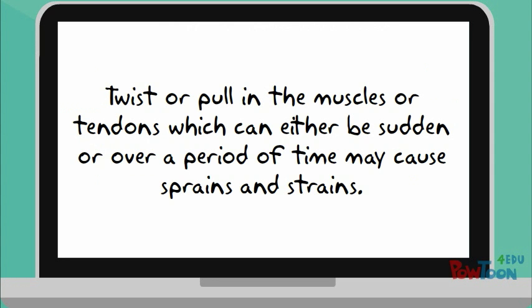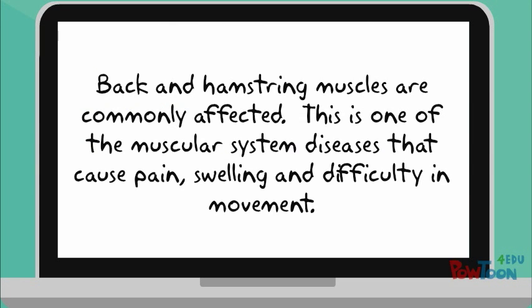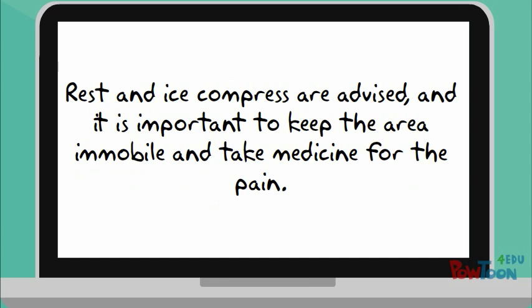A twist or pull in the muscles or tendons, which can either be sudden or over a period of time, may cause sprains and strains. Back and hamstring muscles are commonly affected. This is one of the muscular system diseases that cause pain, swelling, and difficulty in movement. Rest and ice compress are advised, and it is important to keep the area immobile and take medicine for the pain.